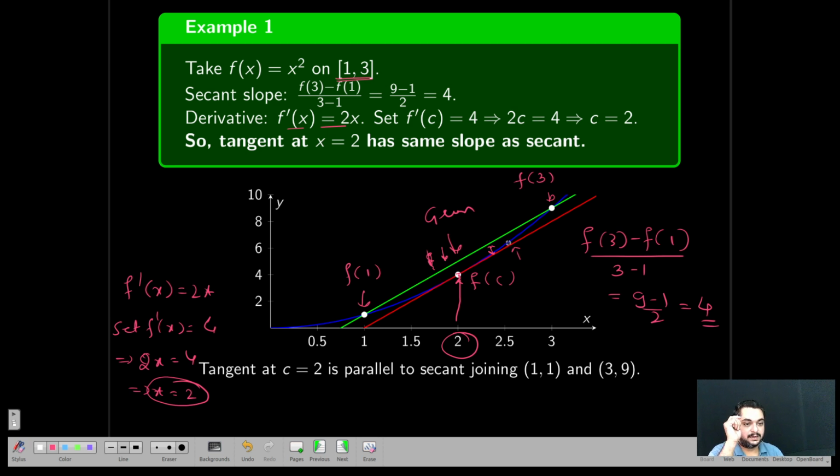For example, at this other point they are not equal, on the same curve with the same values. If I take the slope at this point, it looks something like this, and it is not parallel to this line. So this is the mean value theorem. Next we'll solve many more problems, then you'll understand.